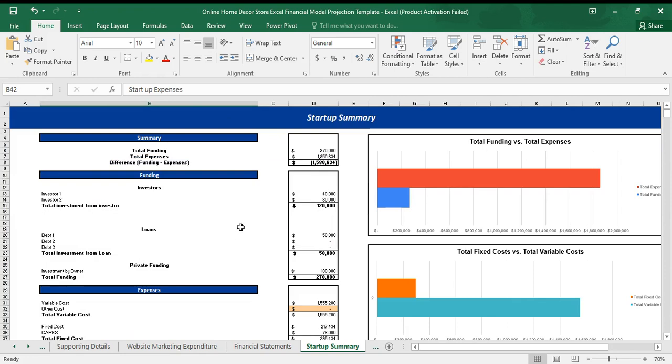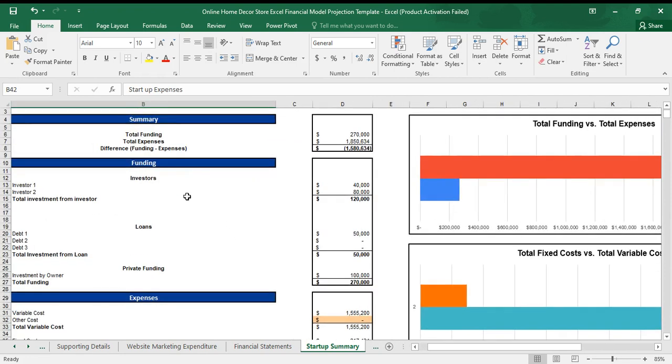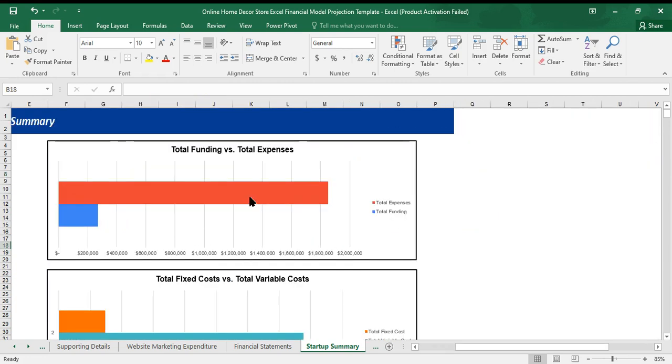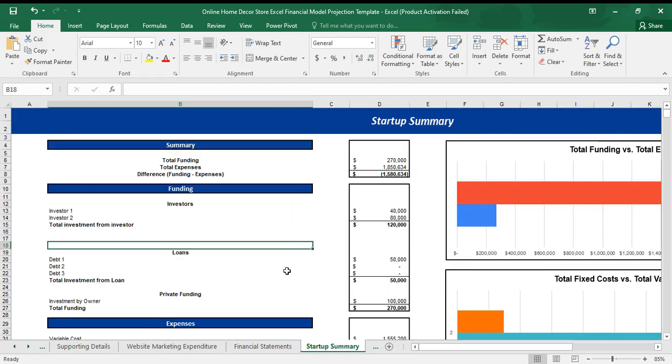Next is the startup summary. Here we have included the expenses and the funding of the first year of operations of this business. We have also included graphs for easy analysis or for comparison.